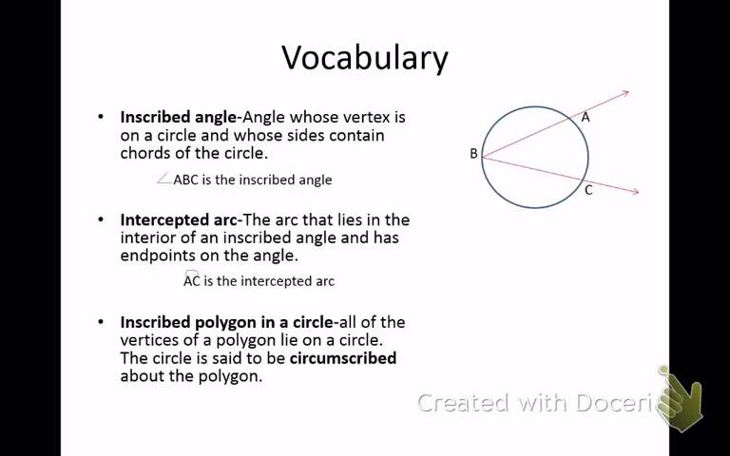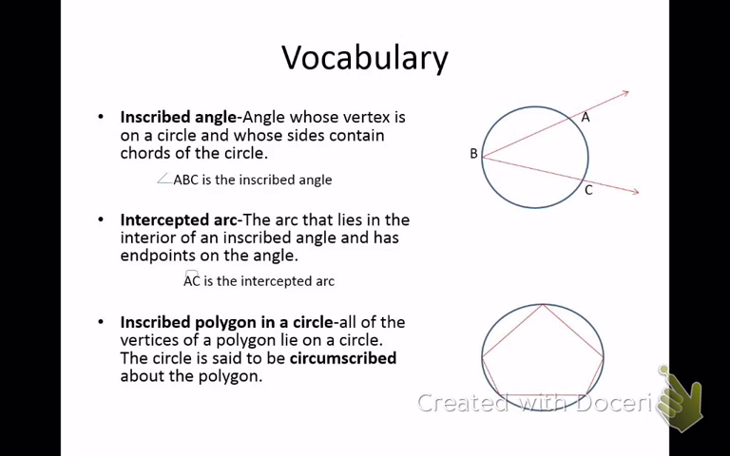Another definition for you. An inscribed polygon in a circle. So inscribed angles have their vertex on the circle. It is possible to take a polygon that has a bunch of angles in it and inscribe it in a circle, which means that all the vertices are going to be on the circle. That's what an inscribed polygon means.